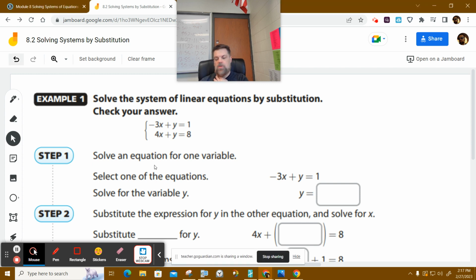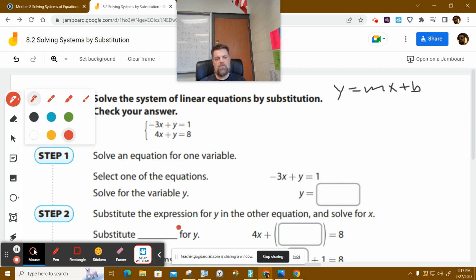All right, so prior to this, we would just graph these two equations and just solve them. But one thing that we can do is what we call substitution. So when you do substitution, remember to graph it, we had to make it look like y equals mx plus b, right? So that's what we need to do here. So how do I make this equal y equals mx plus b?